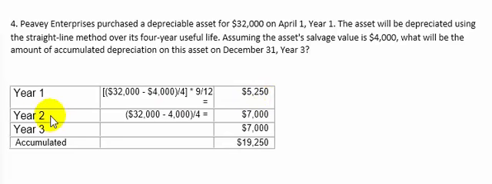Year 2, it'll be a full 12-month year, so it'll be the $28,000 divided by 4, which is 1 full year, $7,000. And in year 3, it'll be still another full year, so it's $32,000 minus $4,000, and we're talking about $7,000 a year in that full year. Then you add those 3 years up, $5,250, $7,000, and $7,000. And so at the end of year 3, the accumulated depreciation on this asset will be $19,250.